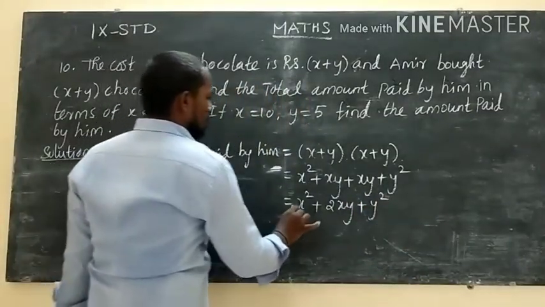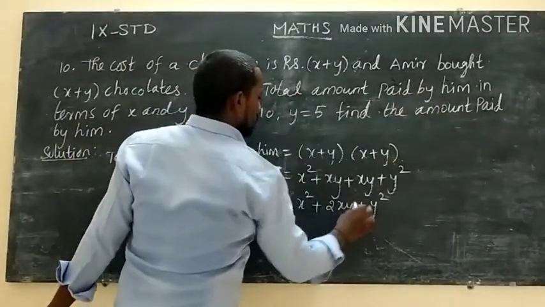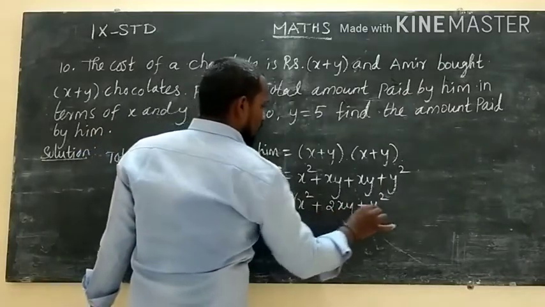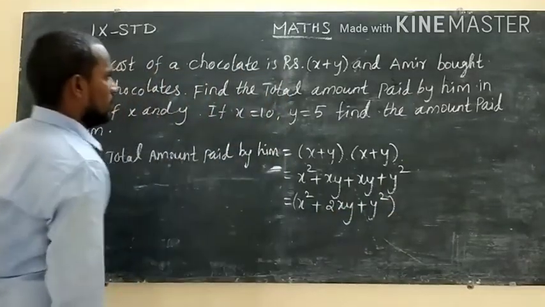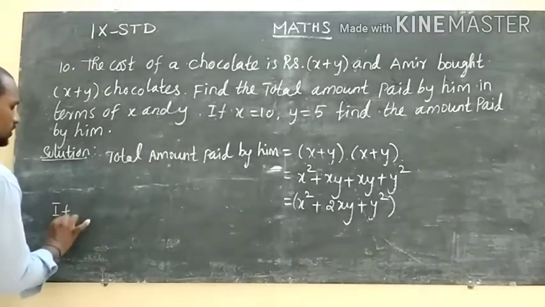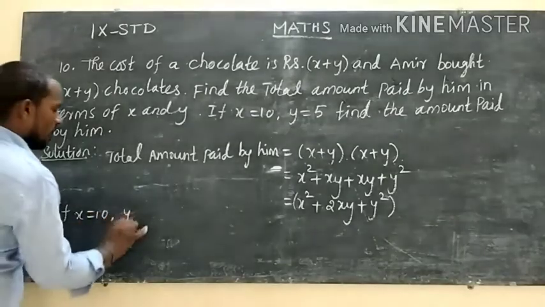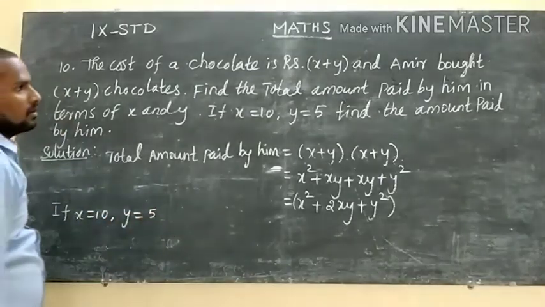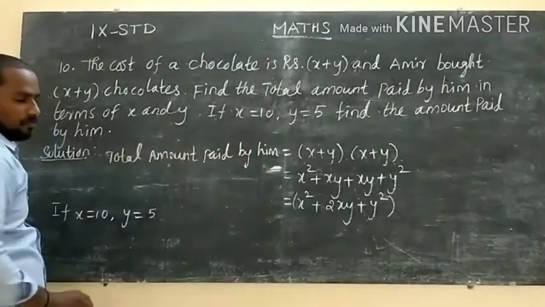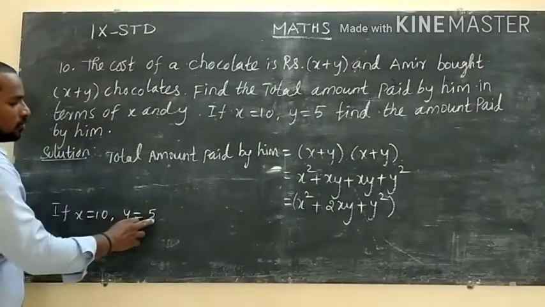This is the amount. Find the total amount paid by him as this. This is the total amount. Okay. Now if the condition is x is equal to 10 and y is equal to 5, find the amount paid by him. So here put x is equal to 10, y is equal to 5.